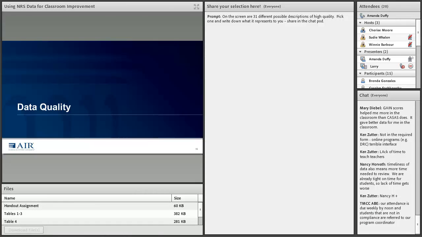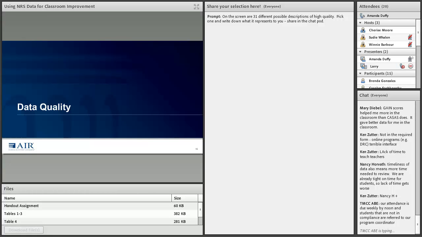And so, you know, we can collect all of the data in the world. If it's not high quality data, then our data-based decisions are not going to be based on the facts or the real situation. It's not going to be as effective.